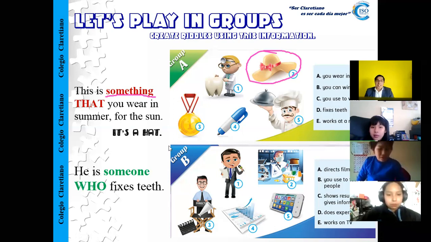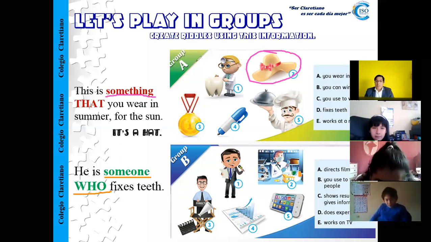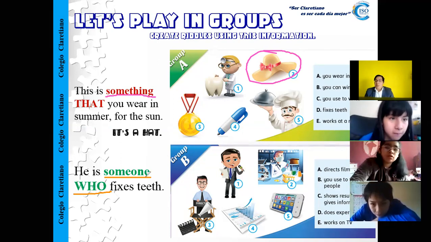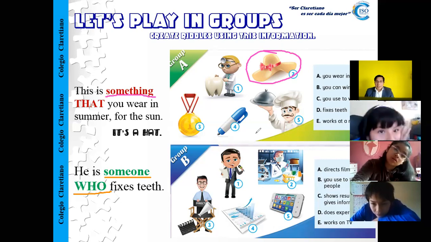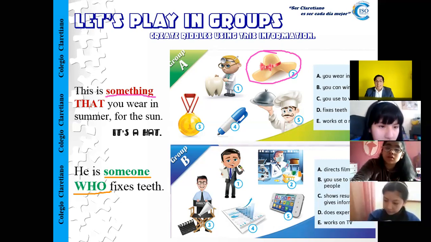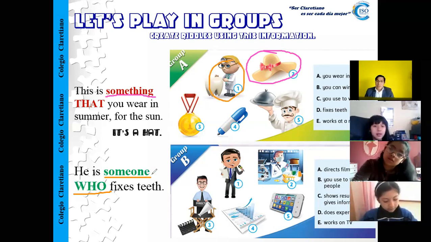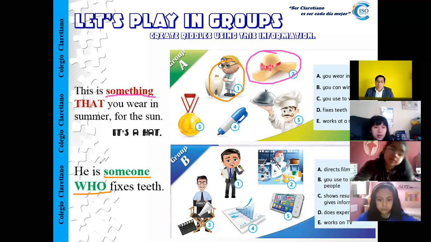The next riddle, please. Look. He is someone who fixes it. Someone who fixes it. Who is it? A medal? No, sorry, it's not. He is someone who fixes teeth. Is it a dentist? Rose, excellent. A dentist. Someone, remember this, we use for people. Someone who, for people.